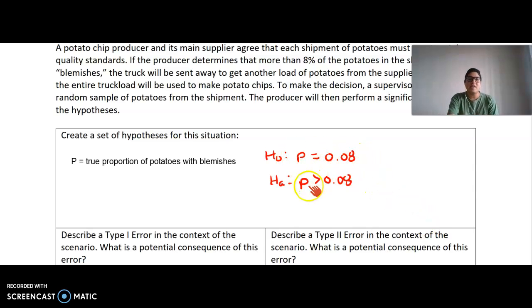We say that it's more than 8%, even though in actuality it's only 8%. So we're going to send back a good load of potatoes. We could lose some profits. Whereas in a type 2, we fail to reject the null. So I'm going to believe that it's truly 8%, but in actuality, it is more than 8%. So now I'm going to make bad potato chips.